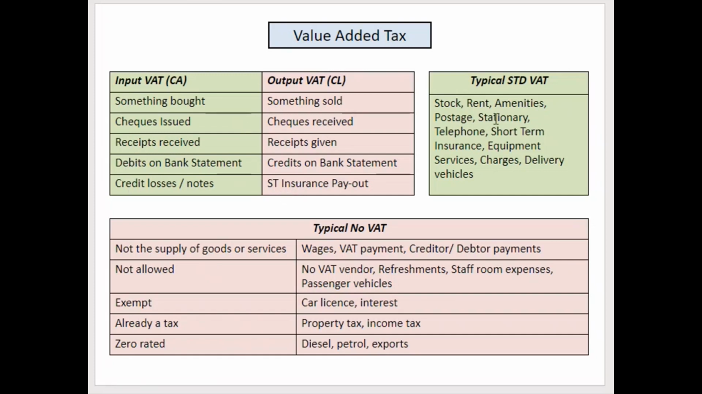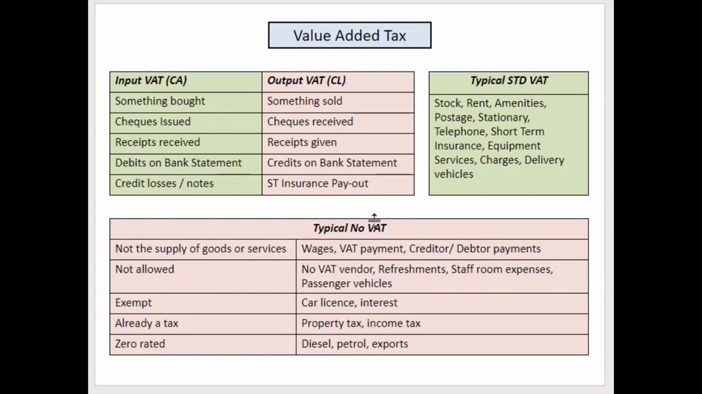And then typical standard VAT items is stock, rent, amenities, postage, stationery, telephone, short-term insurance, equipment services, charges, delivery vehicles. Those are typical standard VAT. And I use the word typical because they come up both in the bookkeeping and in this subject as your transactions. So that's how I found them. I went and looked at a question and I said, these are the things that typically come up there. And when you see any of these, then you know that it is standard VAT.